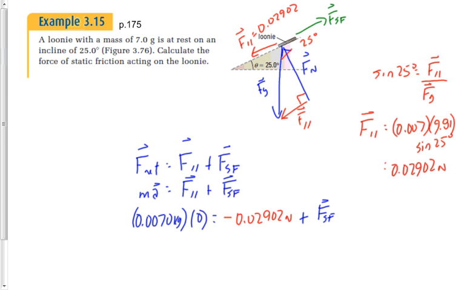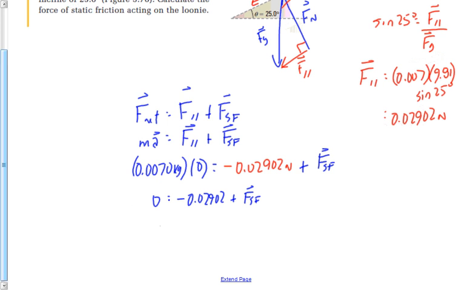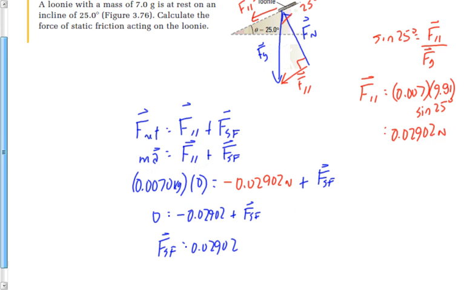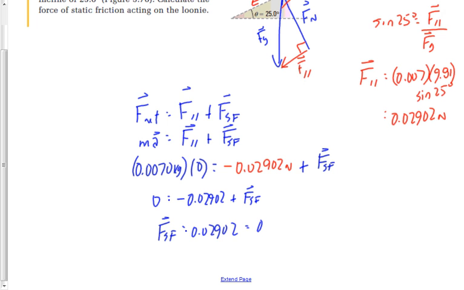Left side is 0. Take that over to the other side, FSF simply becomes 0.02902, or we're going to round that to 2 digits, 0.029 newtons. We did it the same way as we've done them all, except that A is 0.